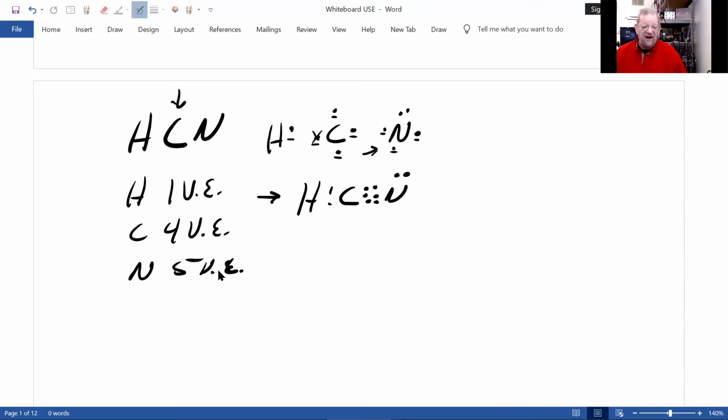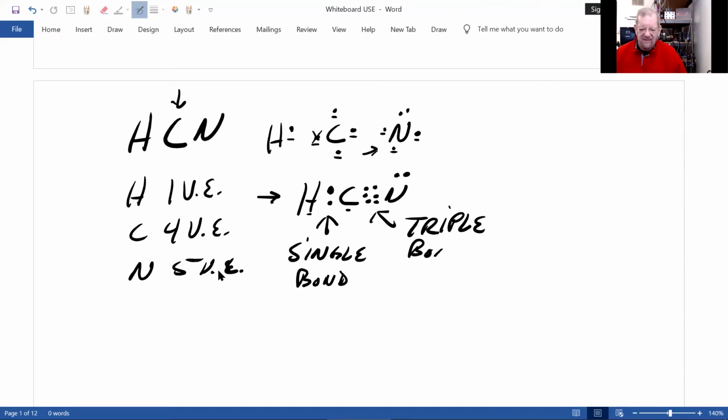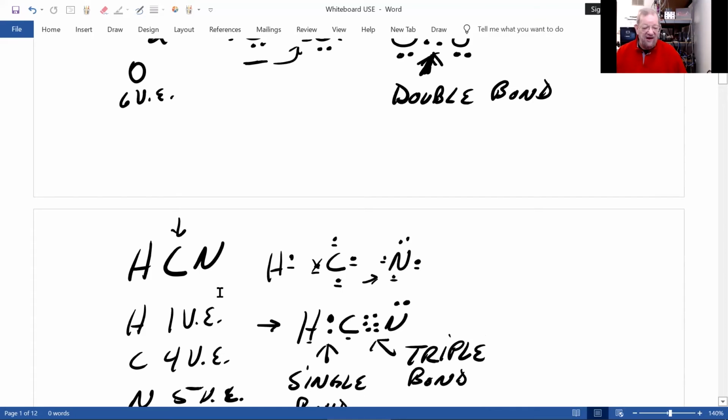So in hydrogen cyanide, what kind of covalent bonds are in the molecule? Between the hydrogen and carbon, we have a single bond, one pair of electrons being shared. Between the nitrogen and carbon, there are three pairs, count them, they're there, of electrons being shared, and that's a triple bond. And that's how you do hydrogen cyanide.